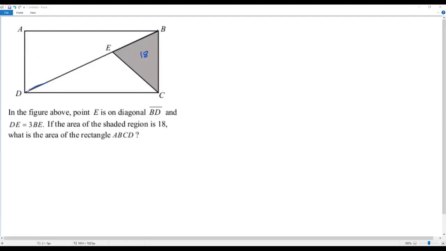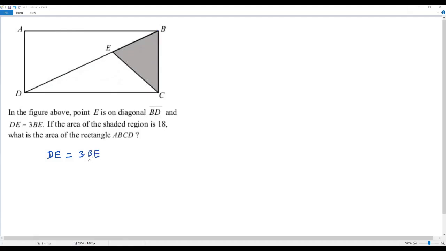Now to get the area of this triangle DBC, we have to get the area of this particular triangle DEC over here, because we already know the area of this shaded region. Once I get the area of triangle DEC, we can add this area and the area of the shaded region, 18, to get the area of triangle DBC. For that, we can consider this particular piece of information.